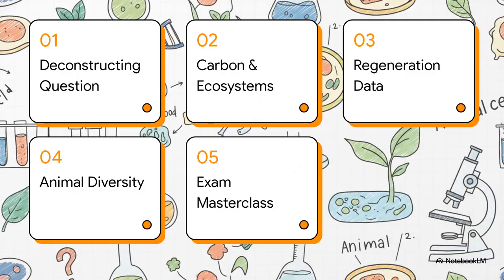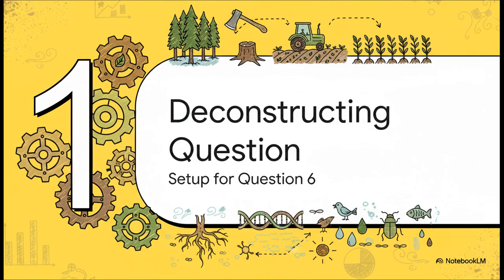So here's our game plan. First, we'll break down the question itself to see what they're really after. Then we'll dive into the data on carbon cycles and ecosystems. After that, we'll switch gears to analyze how a rainforest bounces back after being cleared and what that means for the animals living there. And to wrap it all up, we'll have a little exam masterclass, giving you a solid strategy for any data question that comes your way. All right, let's start by deconstructing the question.